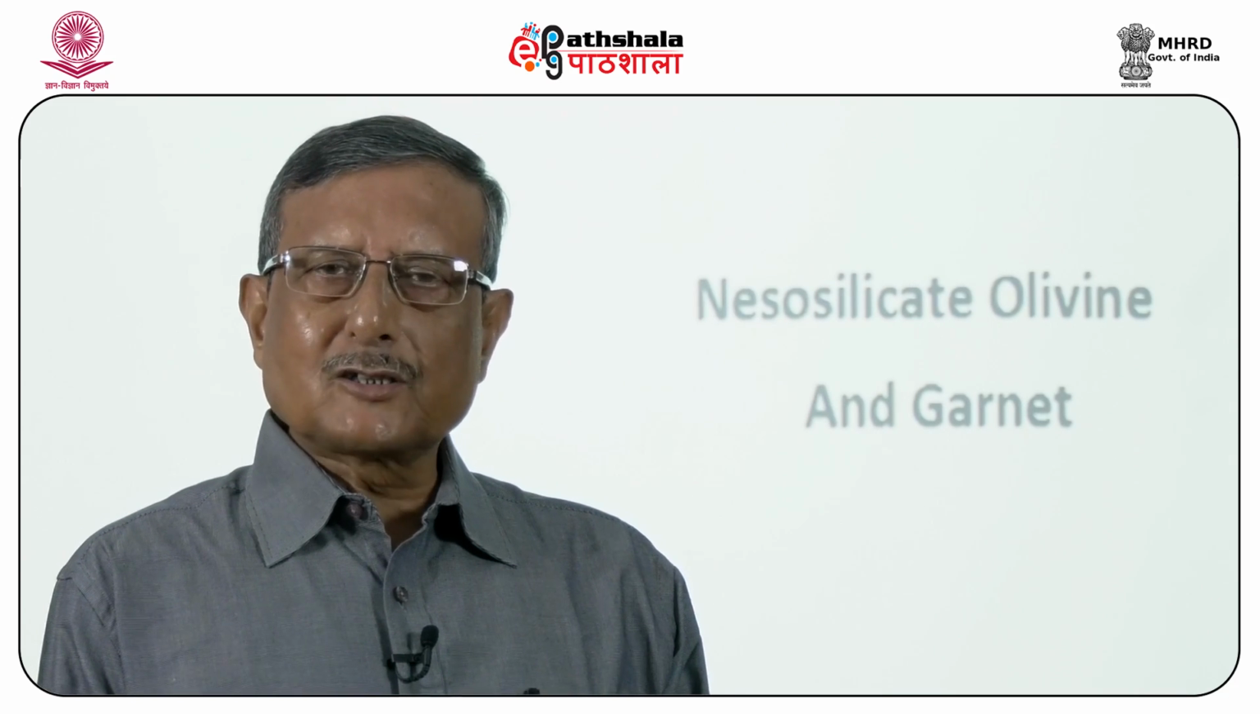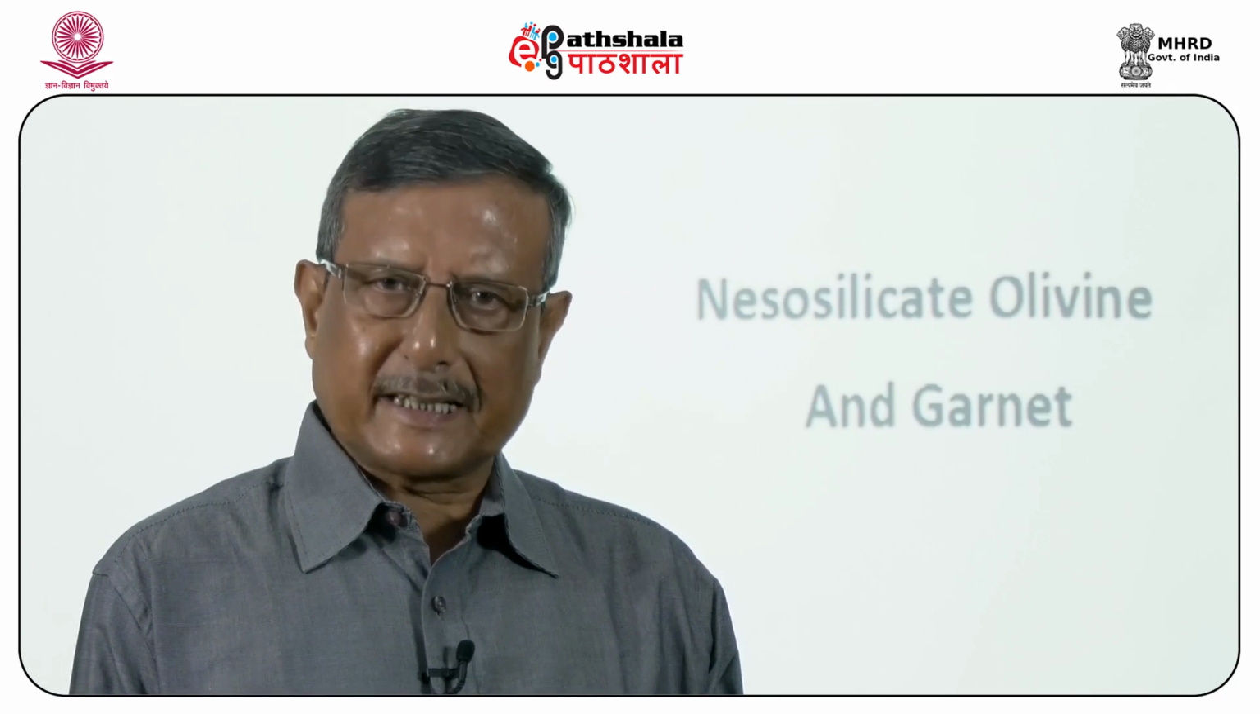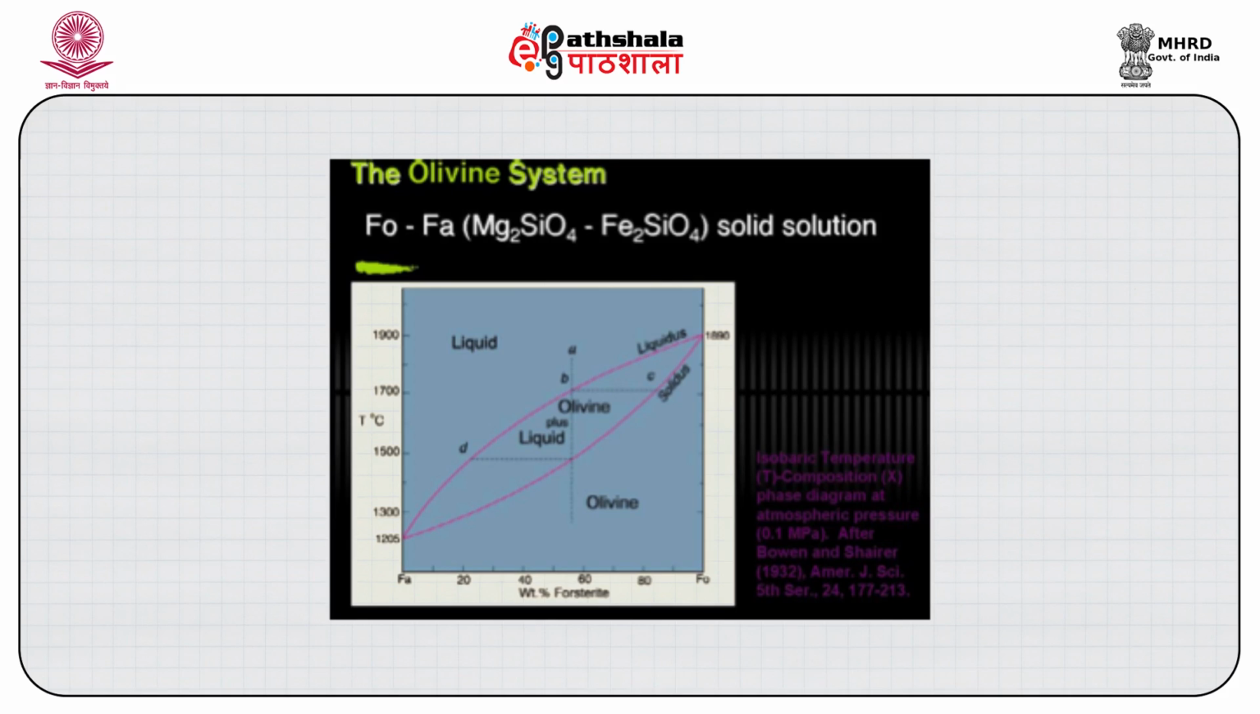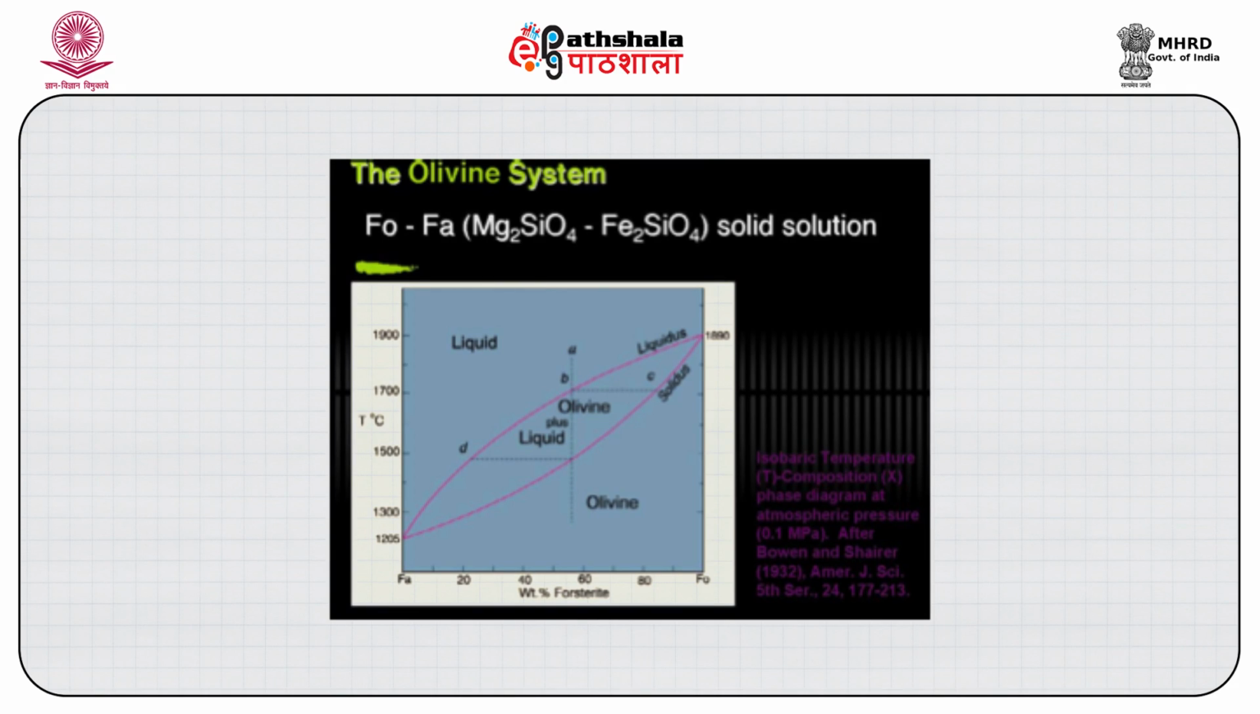There is a complete solid solution between forsterite and fayalite, which is shown in figure 6. In this diagram, you can see very easily that the liquidus temperature of forsterite is higher than that of fayalite, and the loop shows that there is a complete solid solution with the liquidus on the top and the solidus on the bottom.